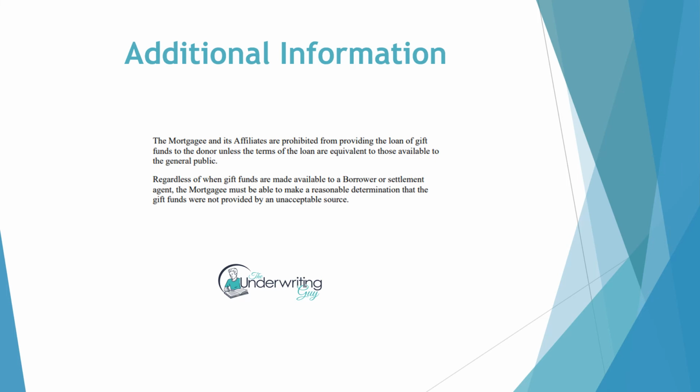I feel like this part is common sense, but it is very important as I've seen some mortgage professionals try to work their way around this. The mortgagee and its affiliates are prohibited from providing the loan of gift funds to the donor unless the terms of the loan are equivalent to those available to the general public. Regardless of when gift funds are made available to the borrower or settlement agent, the mortgagee must be able to make a reasonable determination that the gift funds were not provided by an unacceptable source.